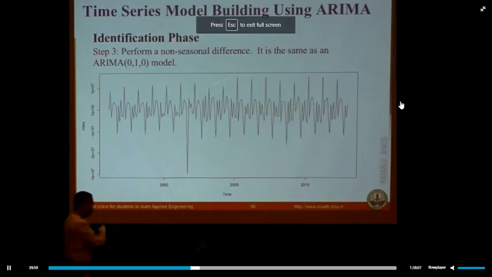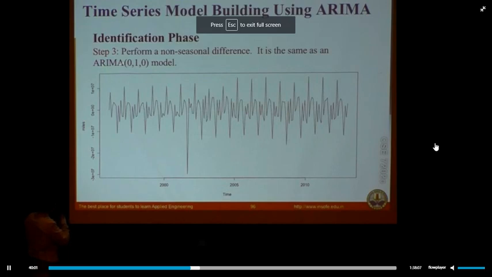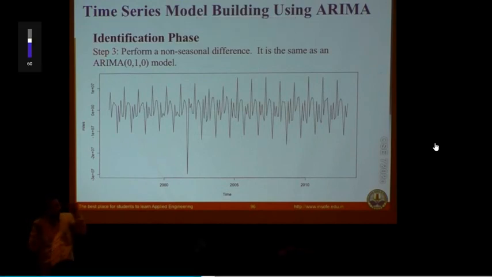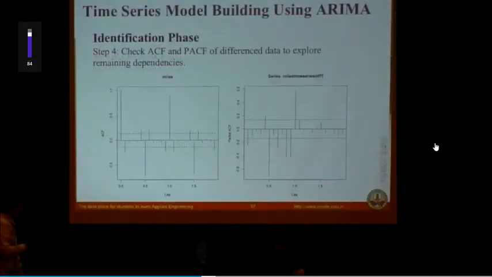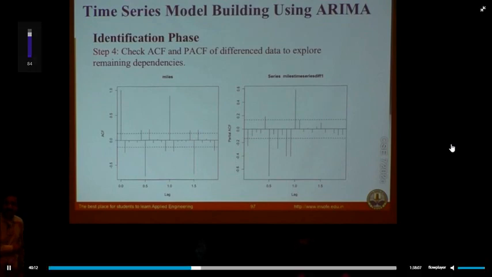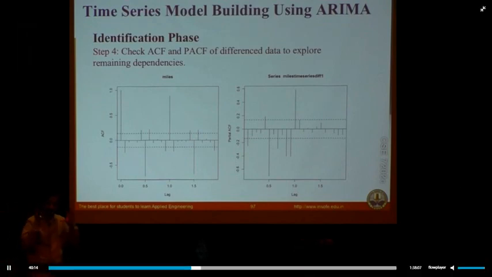ARIMA (0, 0, 0). There is no AR part, there is no MA part. There is only the I part there. So this is what we did. Let's see the ACF and PACF. I did the differencing. So that's the first step.